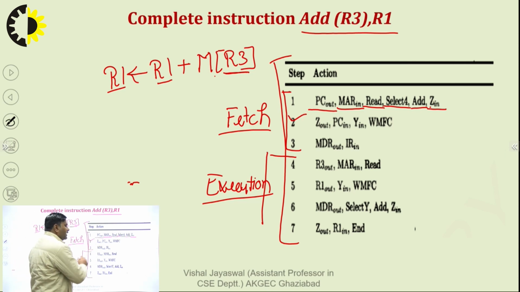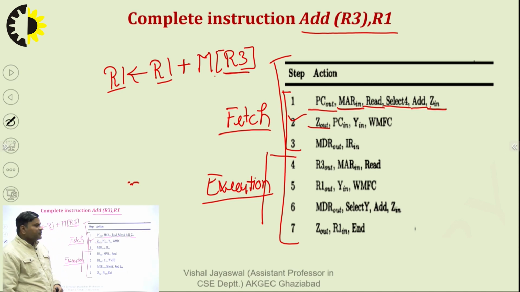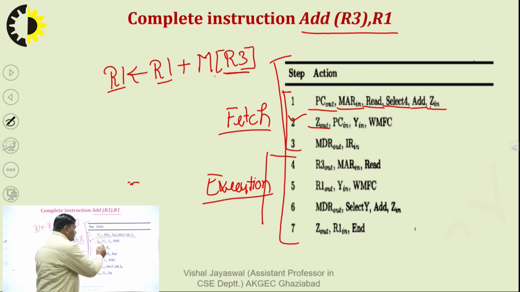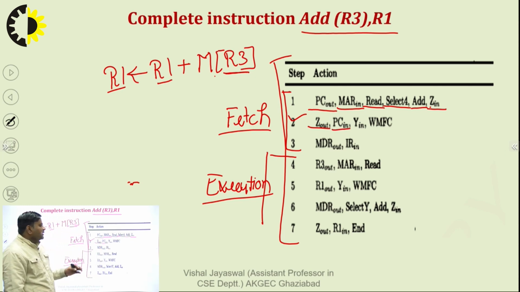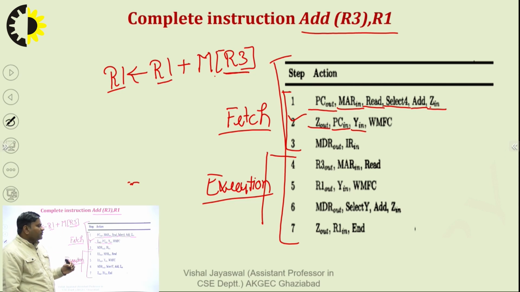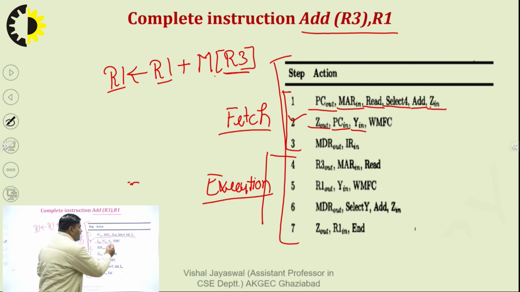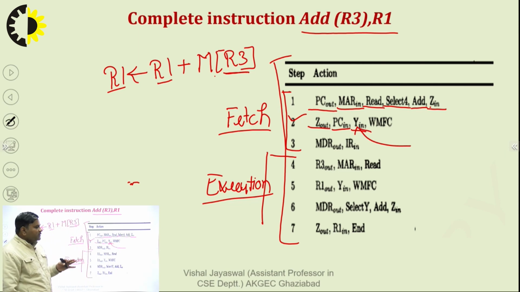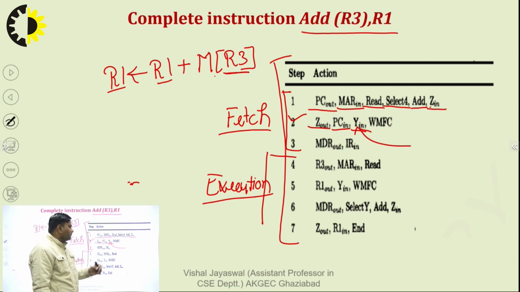Second step is Z out. It means the value of PC plus 4 comes out from the Z register and goes into the internal processor bus. Then this is PC in. It means the value of PC plus 4 goes into the program counter register. This is the Y in. We are sending the value of PC plus 4 into PC and Y both, because if the instruction is a branch instruction, then we are going to use this value in Y.